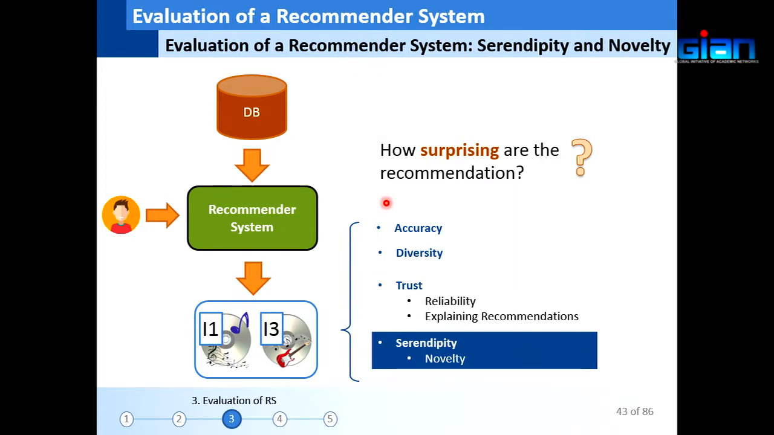Another important question is about serendipity, which is to provide novel recommendations, items that the user doesn't expect, but they like. So our recommender system is very well evaluated when the system provides important, not obvious recommendations that the user doesn't know.